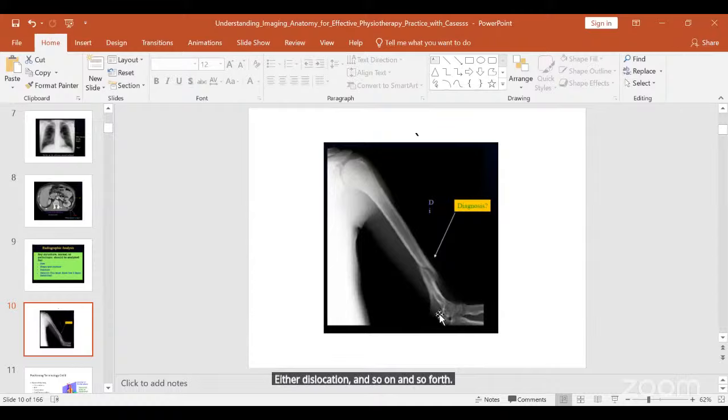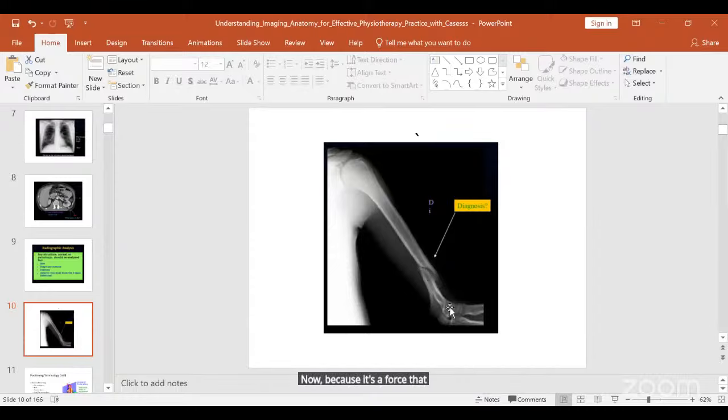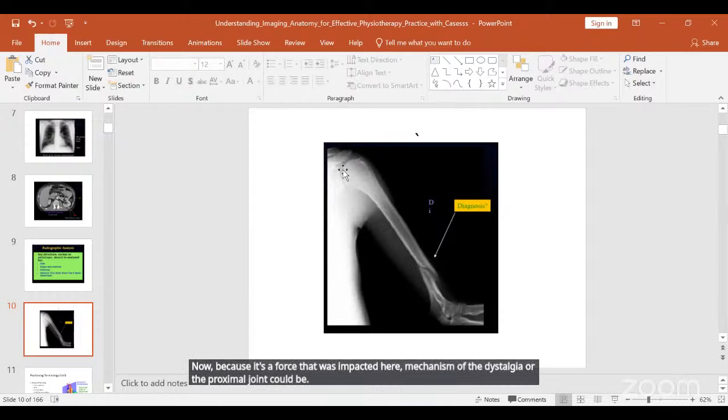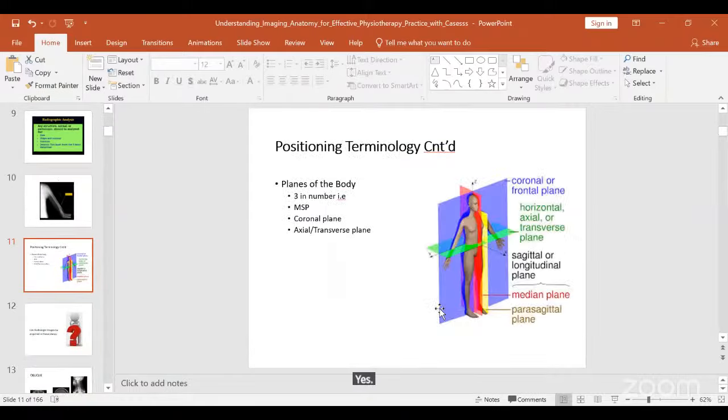Most times we get carried away with the pathology and forget that because of the force impacted here, the mechanism of the distal joint or the proximal joint could be altered, and the patient has to come back subsequently for secondary management. Is that noted, please? Yes, sir.